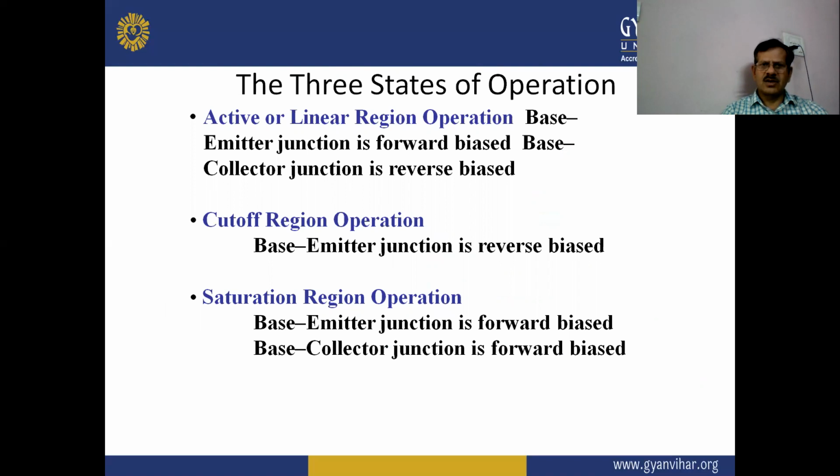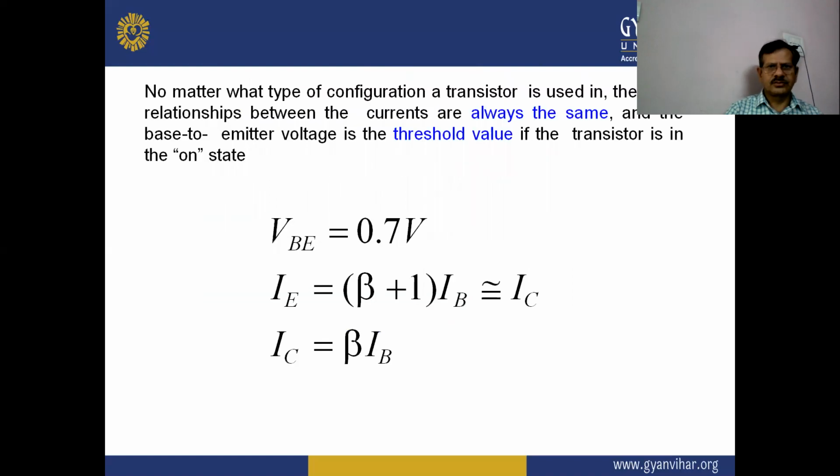First is the active or linear region operation, in which the base-emitter junction is forward biased and the base-collector junction is reverse biased. The second one is the cutoff region operation, in which the base-emitter junction is reverse biased. And the third one is the saturation region operation, in which the base-emitter junction is forward biased and the base-collector junction is also forward biased. So there are three states of operation of the BJT transistor.